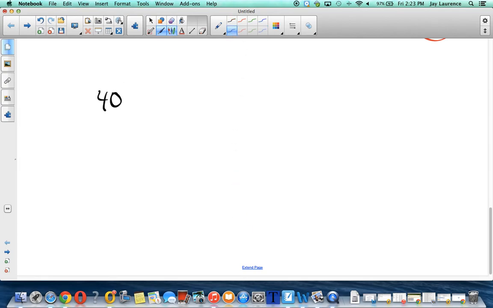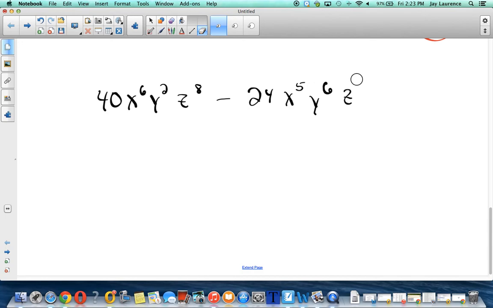Let's do 40 x to the 6th y to the 2nd z to the 8th, minus, let's go with 24 x to the 5th y to the 6th, and z to the, let's not go 7, let's go z to the 3rd.